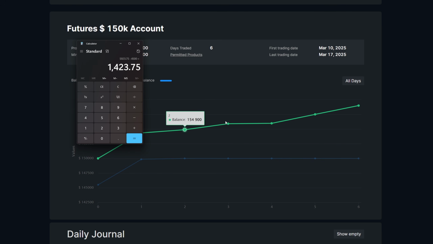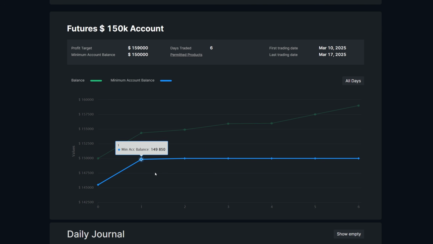So the question was, Mike, in this example, if I were to withdraw $1,423 from the account, would I then go back to a trailing drawdown type of an account? And the answer is no. The drawdown, once it reaches the static stage, no longer will ratchet up, regardless if you take money out or if you continue to make profit.